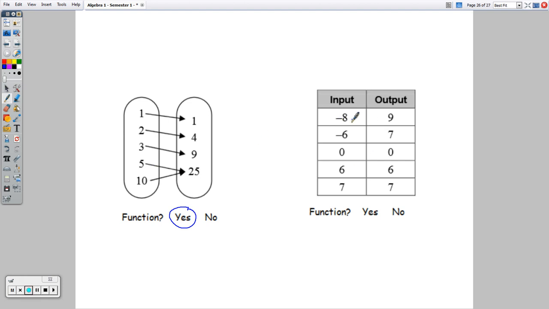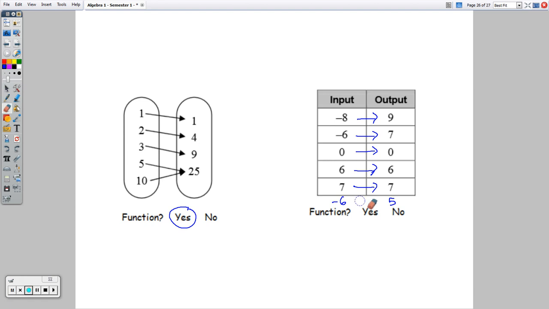Each x value goes to just one and only one y value. The same thing is true here. Each x value goes to one and only one y value. There's no repeating input numbers. So each of these is different. It doesn't matter what they go to then. If they had repeating ones, so for instance, if there was another -6 and it went to a different number, like instead of 7, maybe it went to 5. If you had -6 going to 5 and -6 going to 7, then you'd say no. However, that's not what we have here.